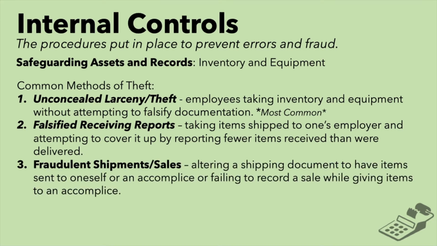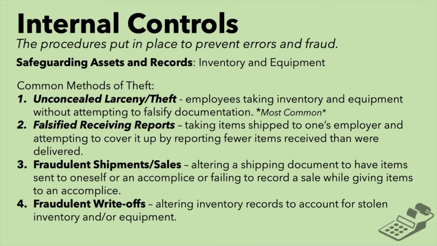Fraudulent shipments or sales, when we change shipping documents to have items sent to some place that they're not supposed to be sent to, or if we have them sent to an accomplice, or we fail to record a sale while giving items to an accomplice. So someone organizes that our friend comes into the store and we give them the items that they are supposed to pay for, and we act like we charged them, but we didn't, and we let them walk out. And then fraudulent write-offs. We change the inventory records to account for stolen inventory or equipment.